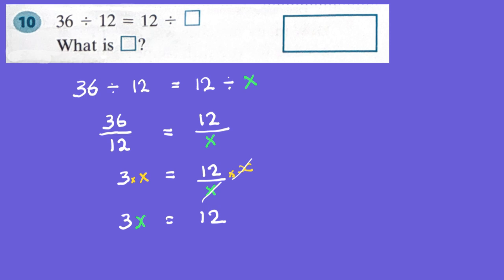That still does not give me what is X. So now I'm going to have to do something else. I'm going to now get rid of the 3. If I divide by 3 on the left-hand side, I must divide by 3 on the right-hand side. That will delete my 3's here and leave me just with X. And therefore my X value is equal to 12 divided by 3, which is 4. And now I can write my answer in the box.